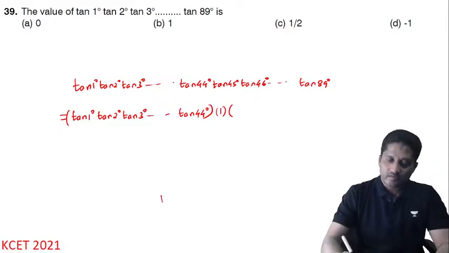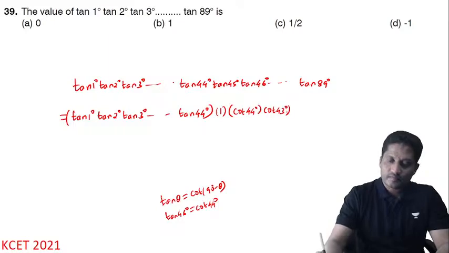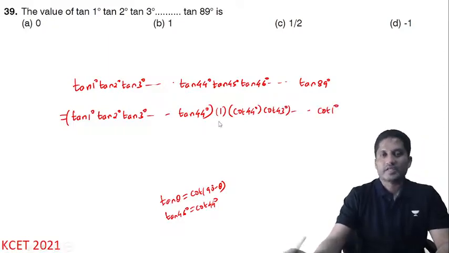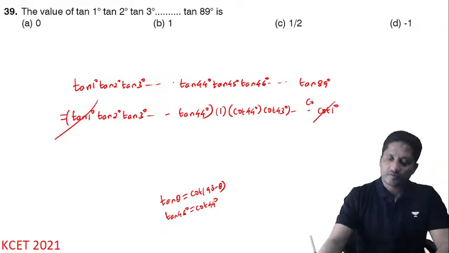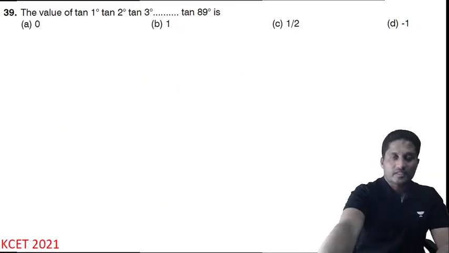And then tan theta is equal to cot of 90 minus theta, right? Tan 46 is same as cot 44. So this is cot 44. Similarly, this is cot 43 and so on up to cot 1. Everything will get cancelled. This tan 1 will cancel cot 1, and you will get cot 2, even this will cancel. Like this, all the terms will get cancelled. You will get the answer as 1. Answer is option B. Let's move to the next question.